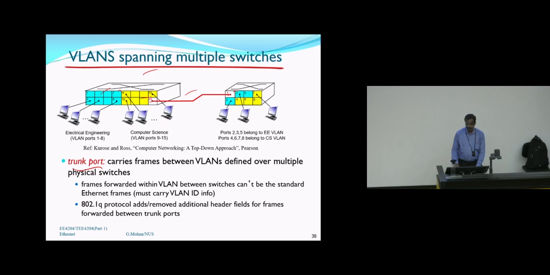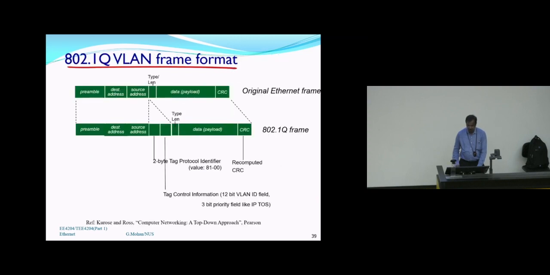Within a VLAN or between these VLANs, we don't use the standard Ethernet frame. In addition to that, we need to carry additional information like VLAN. This is a blue VLAN, this is a part of yellow VLAN. Some additional fields are required. It's not just a normal Ethernet frame, so it's slightly modified. The 802.1Q protocol is used, so it may add some additional information. So what is the additional information in the frame format?